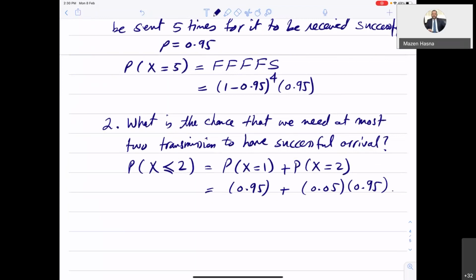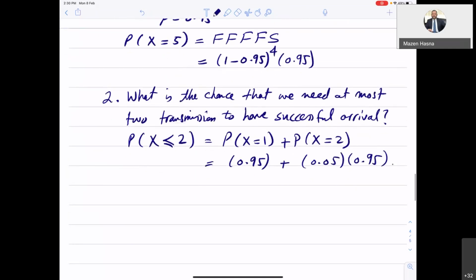So the geometric distribution, again, is the scenario where you keep sending or keep repeating the experiment until you get a success. What's the mean and variance of geometric distribution? Very simply, mean and variance. Again, all of those equations, you will have the chance to have them in the exam.